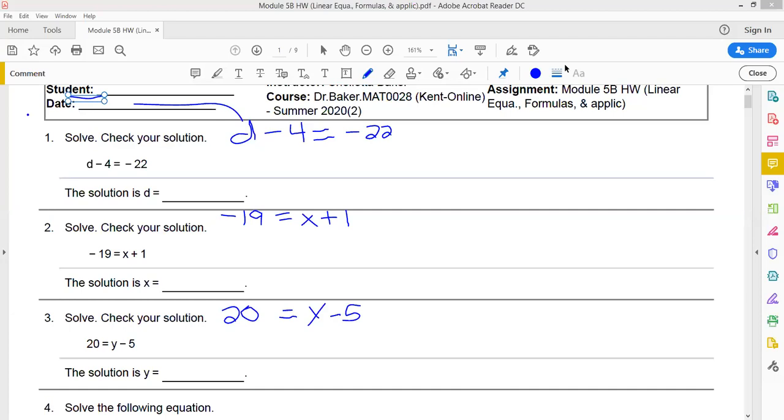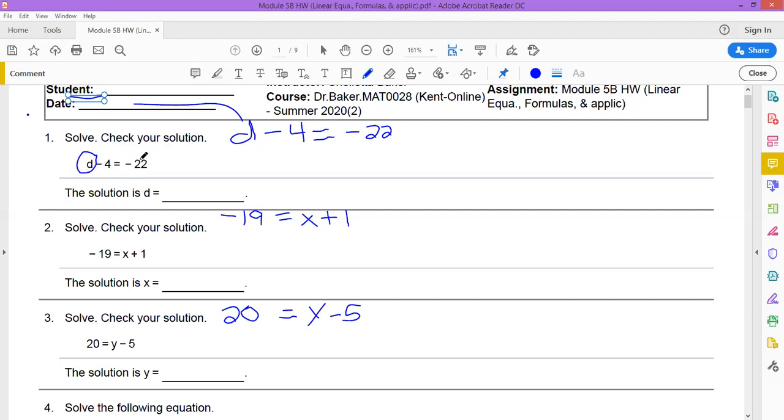What you're asked to do for number 1 is solve and check your solution. So we're solving this equation, d minus 4 equals negative 22. In order to solve an equation, one way to look at it is that your goal is to figure out what d is. What is the value of d?